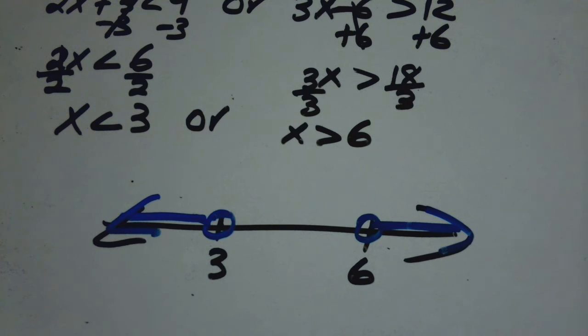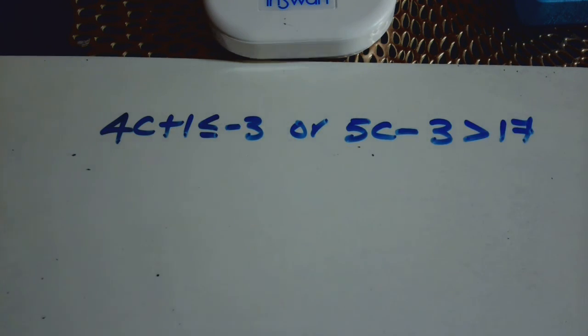Okay, let's do one more OR. Let me find a good one. Okay, so here's one. Make sure that you can see it clearly. There it is. 4c plus 1 is less than or equal to -3, or 5c minus 3 is greater than 17.